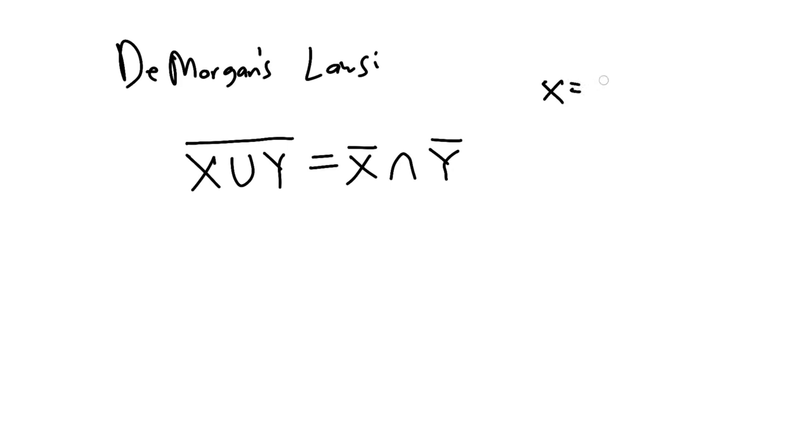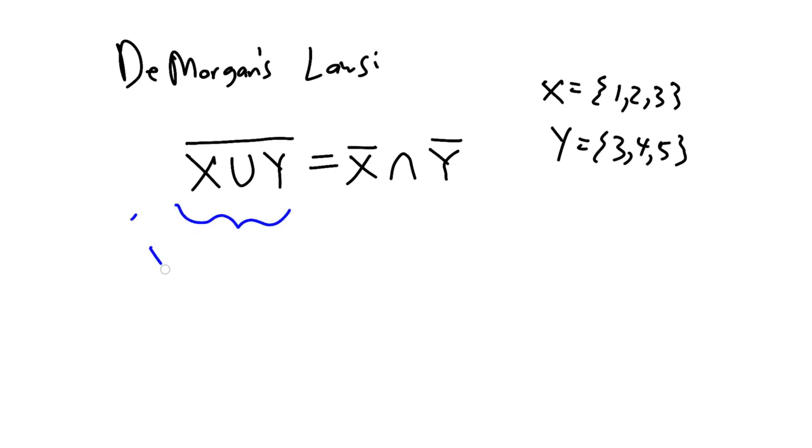Let's say X is the set {1, 2, 3}. And let's say Y is the set {3, 4, 5}. Okay, so we go over here and just crunch the numbers. What do we get? Well, X union Y is going to be {1, 2, 3, 4, 5}, because that's all the things that are in either X or Y, or both.